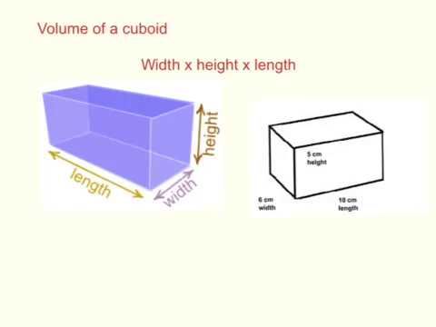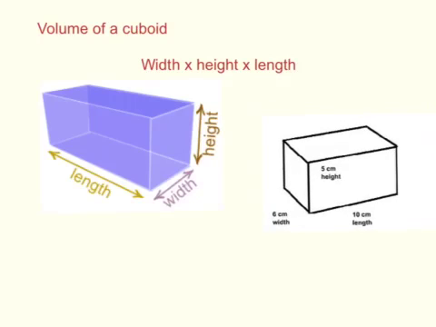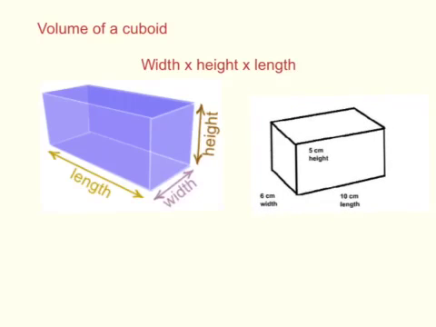So, you can see in the diagram below the width, the height and the length. And if we use the example on the right, the width of the rectangle is 6, the height is 5 and the length is 10.